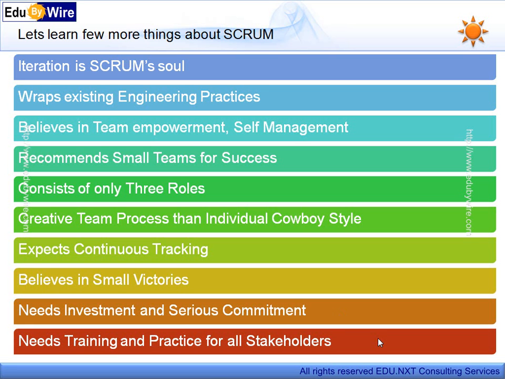To practice Scrum effectively, training and practice for all stakeholders is a must. It is a major change in culture for all stakeholders, including customers, and hence needs quality training and practice for all stakeholders. Success will come only after following the methodology for 2-3 projects. So, these are some important aspects about Scrum.